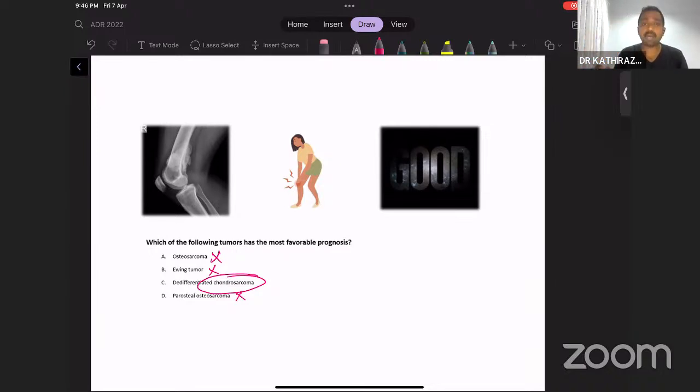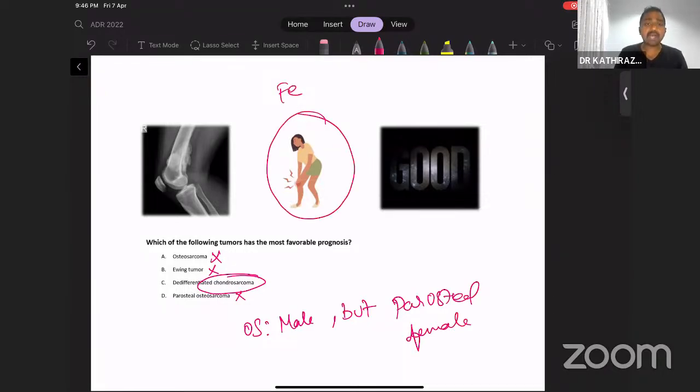All osteosarcomas are male predominant diseases, right? But periosteal is a female predominant disease, so it affects females. And as with regular osteosarcoma, periosteal osteosarcoma again affects the femur, but especially the posterior cortex of the femur. Posterior cortex of the femur.